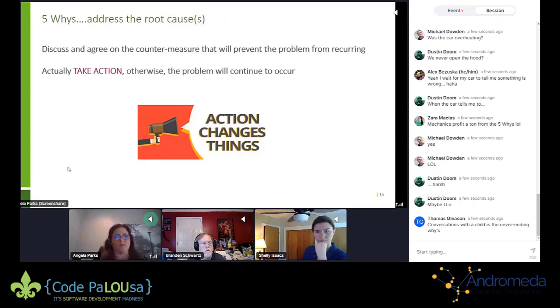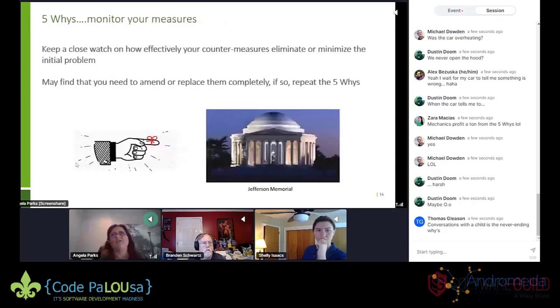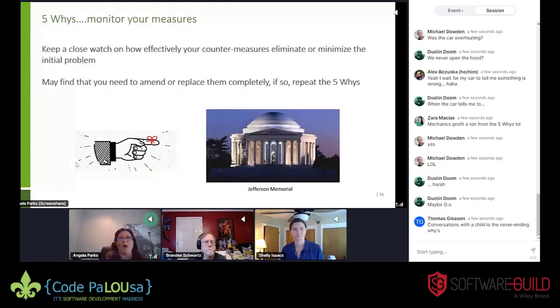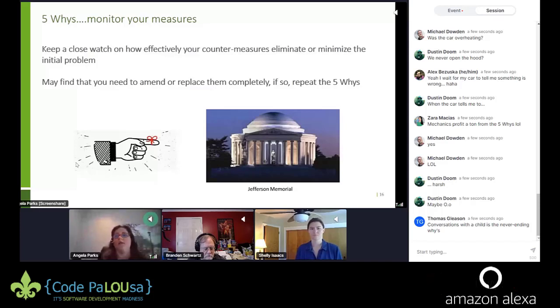Yep, you want to take some action. And then after you do take action, you want to monitor your measures. And what does that mean? Well, remember the Jefferson Memorial example, where just after a couple of whys, they believed they had a countermeasure. They experimented and tried a method. But after they monitored the progress of the solution they put in place, they noticed that it didn't solve the root of the problem. They were still having problems, and it kind of manifested in something even more different.